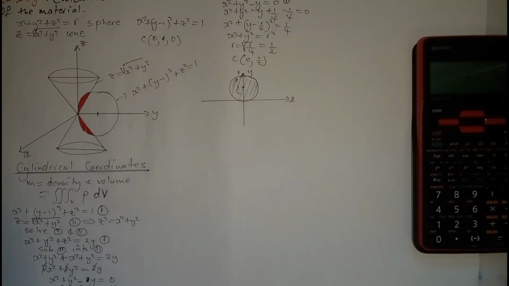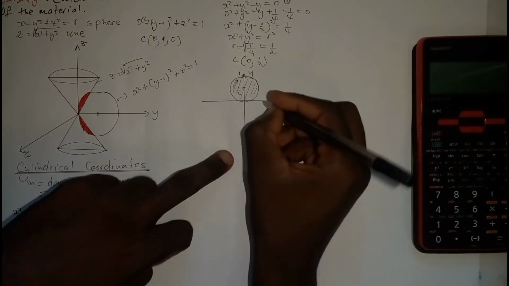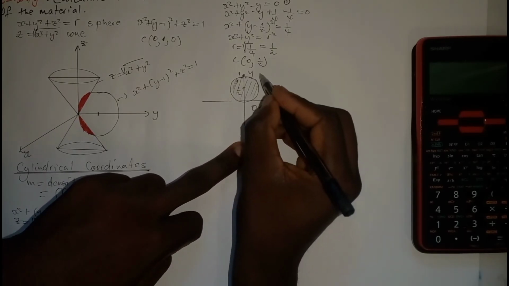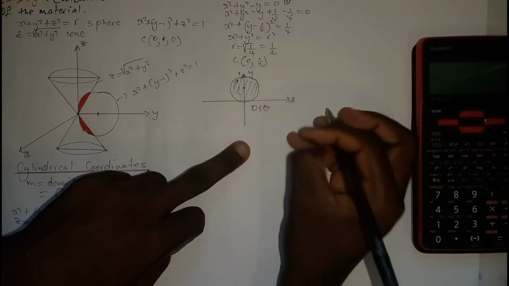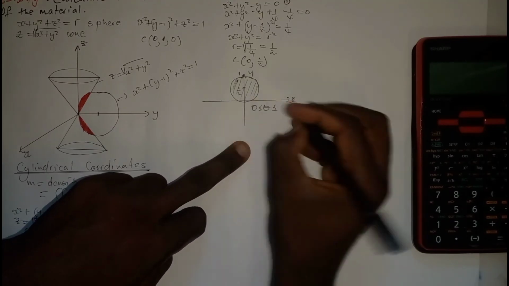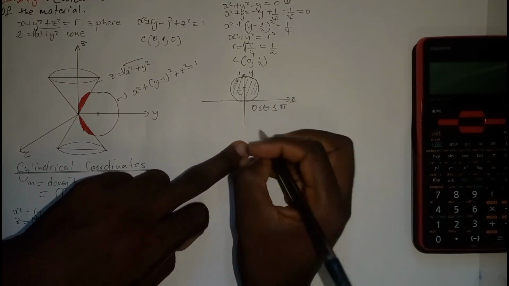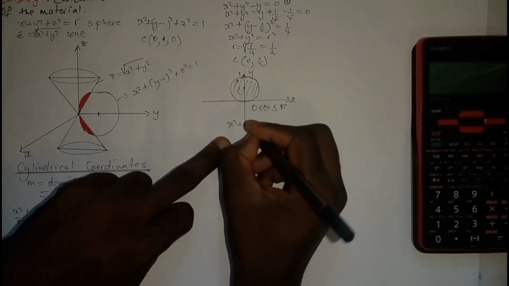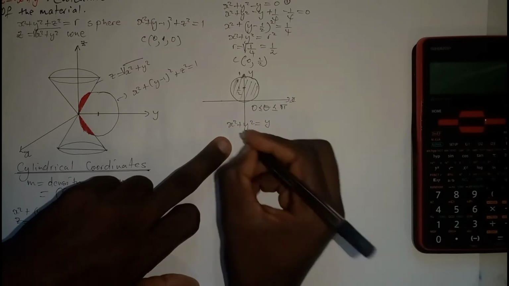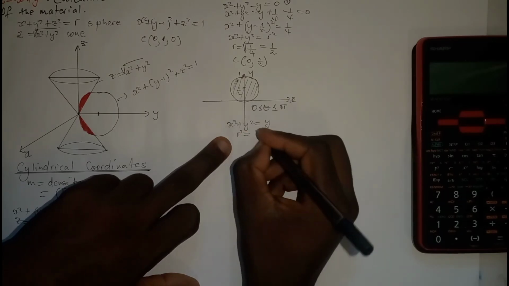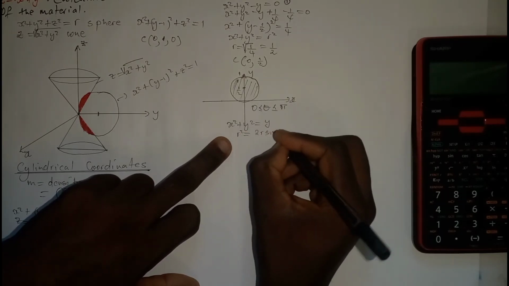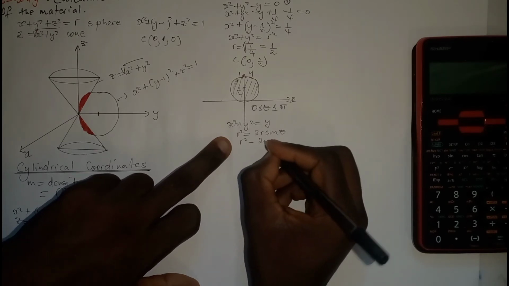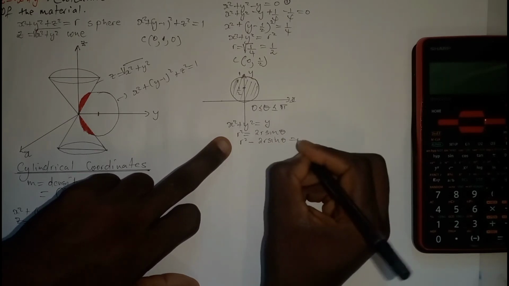So I'm going to use this equation to evaluate limits for r. And as for theta, you can see theta ranges from 0, let's rotate anti-clockwise, to pi, right? 180 degrees. Then for r, we say x squared plus y squared equals y. X squared plus y squared is r squared, equals r sine theta for y. So we're going to have r squared minus r sine theta equals 0.